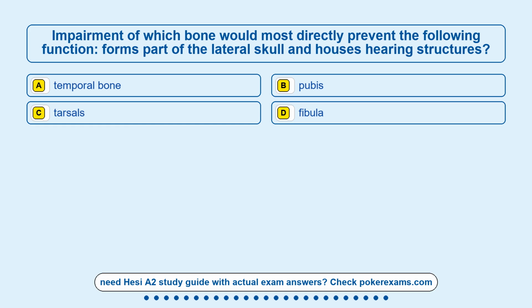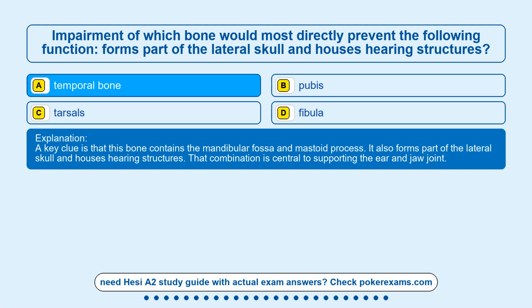Question 12. Impairment of which bone would most directly prevent the following function, forms part of the lateral skull and houses hearing structures? Option A, temporal bone. Option B, pubis. Option C, tarsals. Option D, fibula. The correct answer is option A, temporal bone.